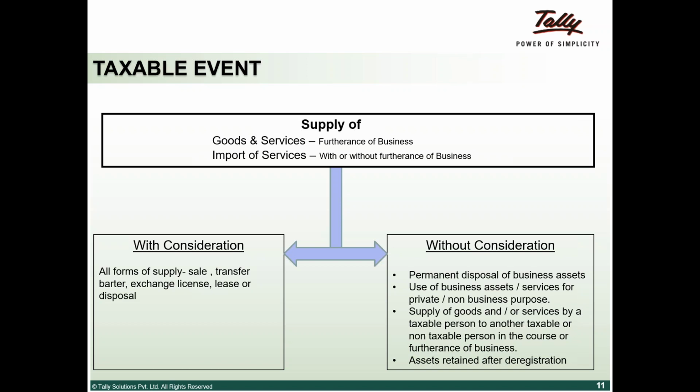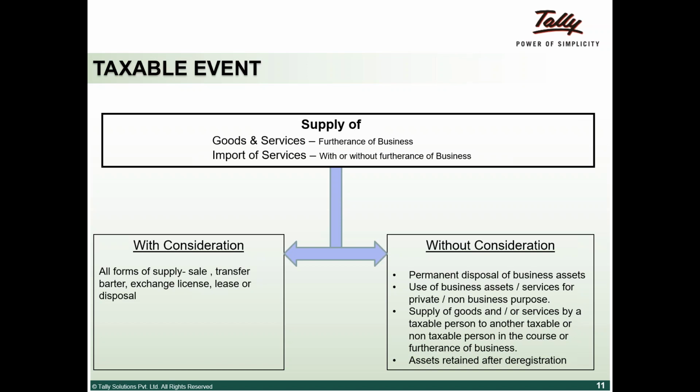Now the next leg is with consideration and without consideration. Supply of goods with consideration is a sale. It may be a transfer, it may be barter. That means somebody is giving a material in exchange for something from B. Exchange is basically where there is a monetary value in it. For example, somebody has given me 10 rupees worth of rice, and I give back 10 rupees worth of wheat. That is an exchange, and barter is without a monetary value. So that is the basic difference there.